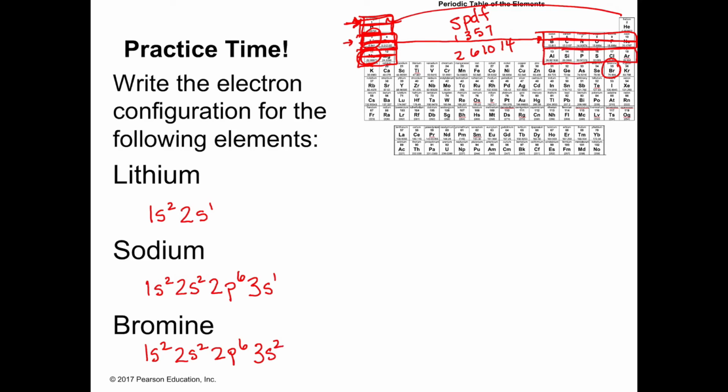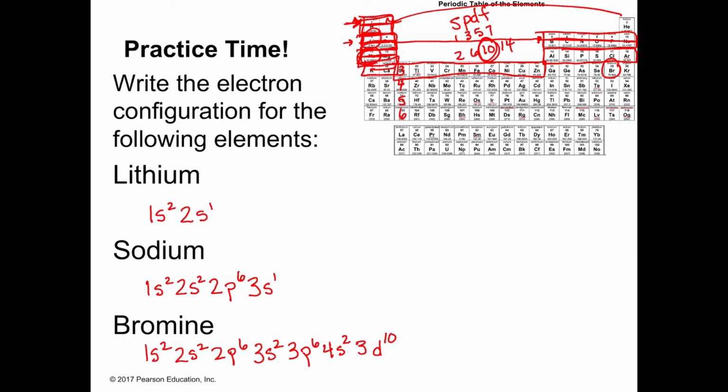Not in the 3p, so we have 3p6. Not in the 4s, so we have 4s2. Now remember, the D block is numbered differently. This is 3, 4, 5, 6. So this is 3D. Bromine is not in the 3D, so we write 3D, and we haven't hit a D block before, but D is 10.